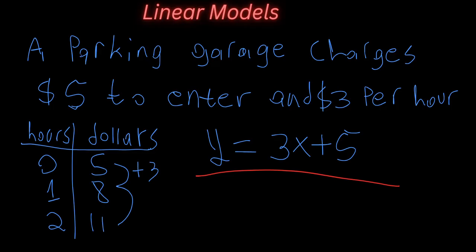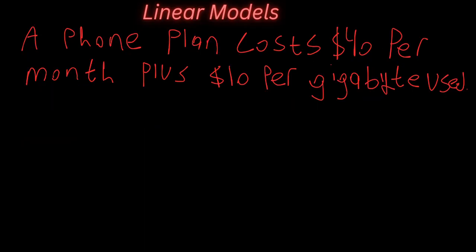Let's move on to another question similar to this. So now we're given the word problem that a phone plan costs $40 per month plus $10 per gigabyte used. I'm going to ask you to write an equation in slope-intercept form that represents this word problem. Okay, I'm going to start by, again, creating a table. This time we're going to make it a little more abstract. We're just going to say x and y.